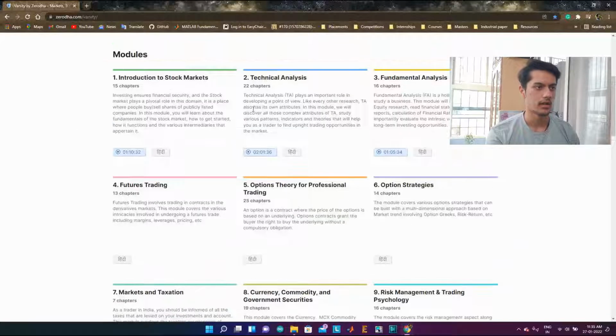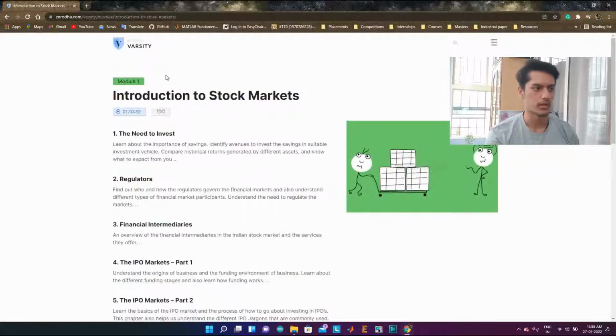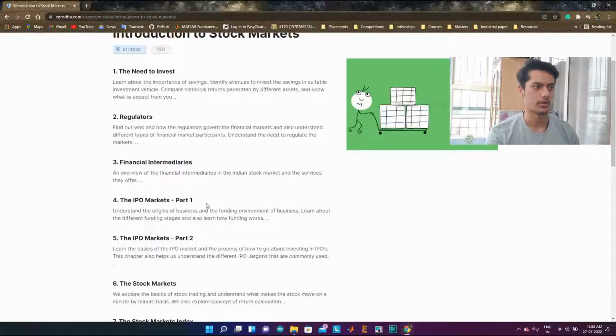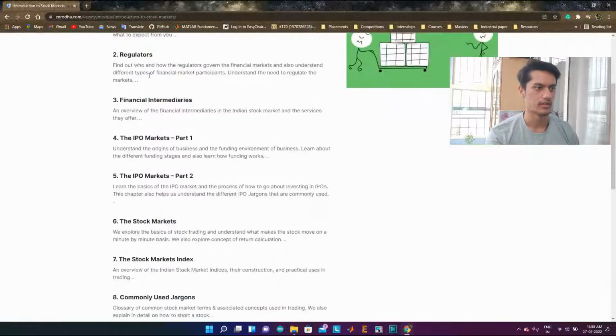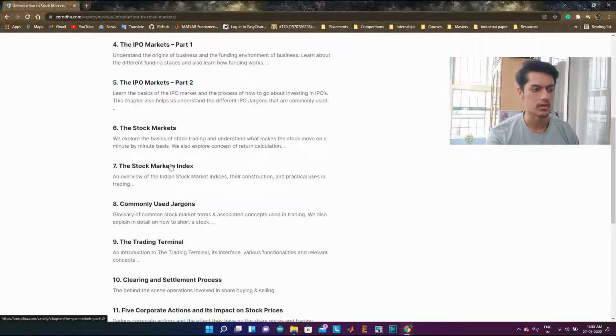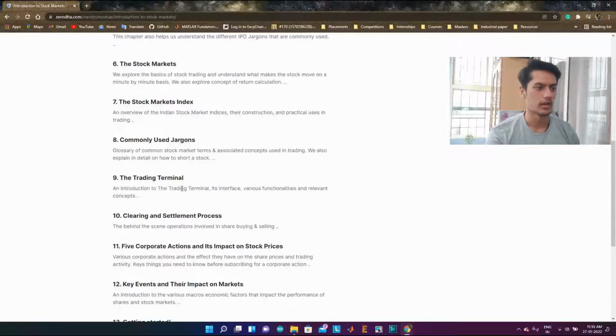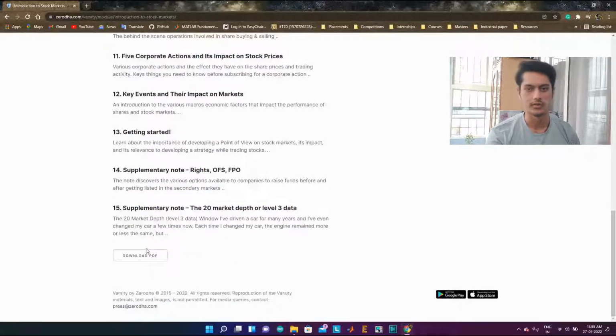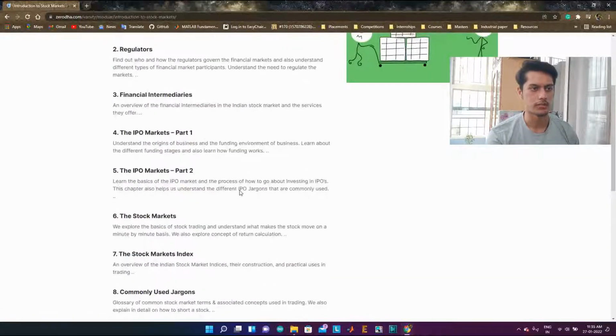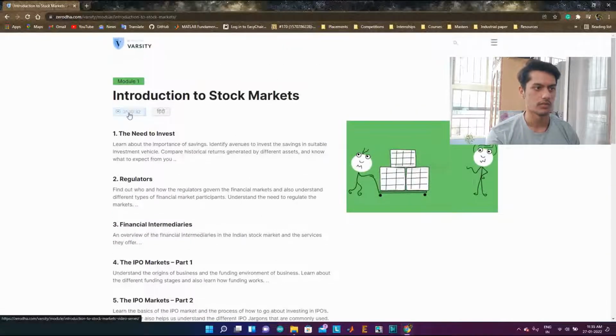And say I want to click on introduction to stock market, you have multiple chapters here: need of investing, regulators, IPOs, stock market, trading terminal, and a lot of them. So you can also click on download PDF to download the whole summary of all the chapters right here. And yeah, you can basically enhance and gain insight on how to invest.